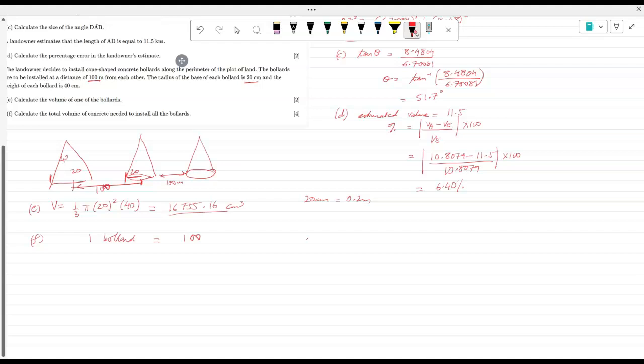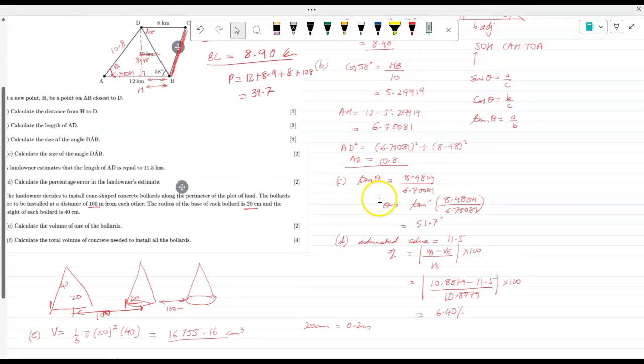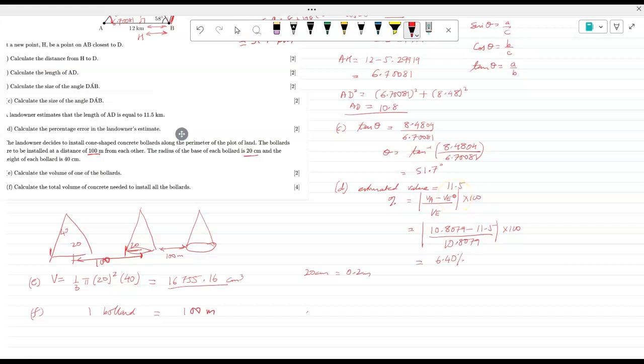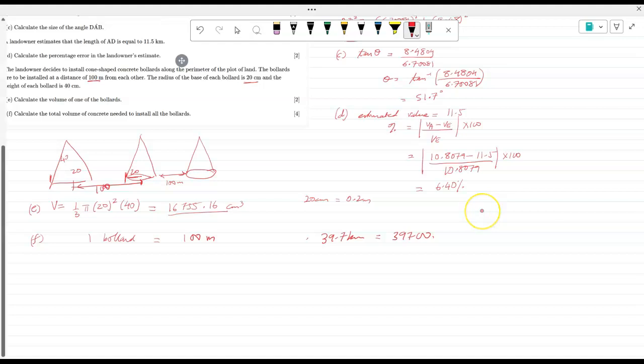Correct. So how much did we get as the perimeter? We got perimeter 39.7 kilometers. So you convert that into meters. How much is that? 39700 meters. So the number of bollards would be 39700 divided by 100, 397. So 397 bollards would be required.